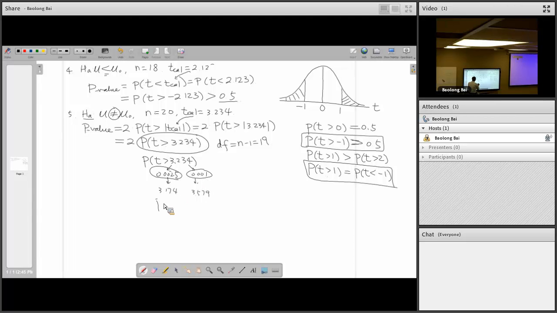So then probability of t greater than 3.234, we know that will be between the two probabilities here, 0.001 and 0.0025, right?